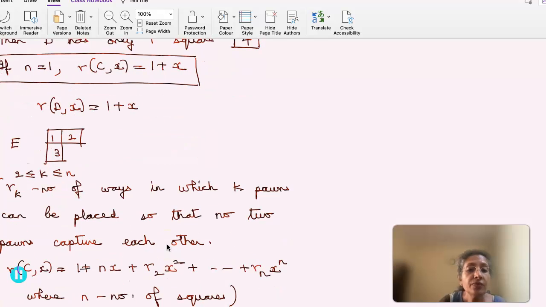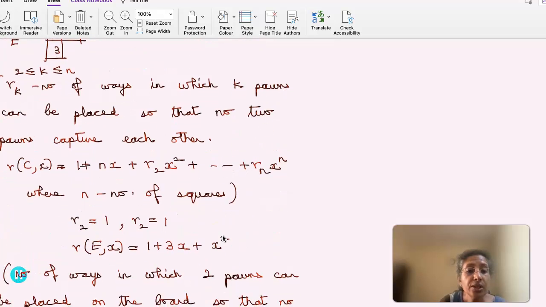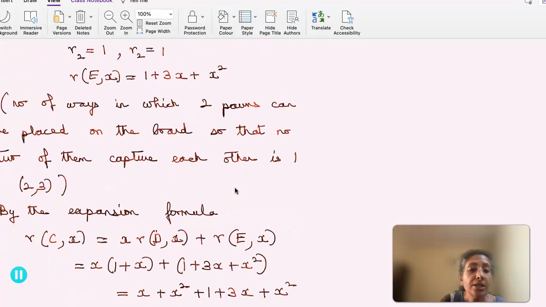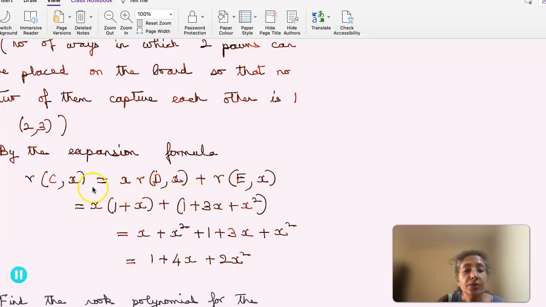The number of ways in which two pawns can be placed so that no two capture each other is just 1, that is 2 and 3. And n is 3, there are 3 squares. So R_E(x) is 1 plus 3x plus x squared. By the expansion formula, which states R_C(x) is x R_D(x) plus R_E(x), we already saw R_D(x) is 1 plus x and R_E(x) is 1 plus 3x plus x squared. Simplifying, you get R_C(x) is 1 plus 4x plus 2x squared.